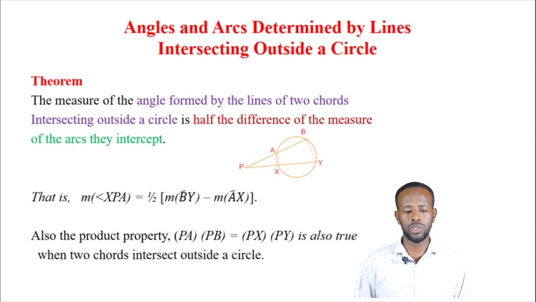There is also the product property: PA times PB is equal to BX times BY.